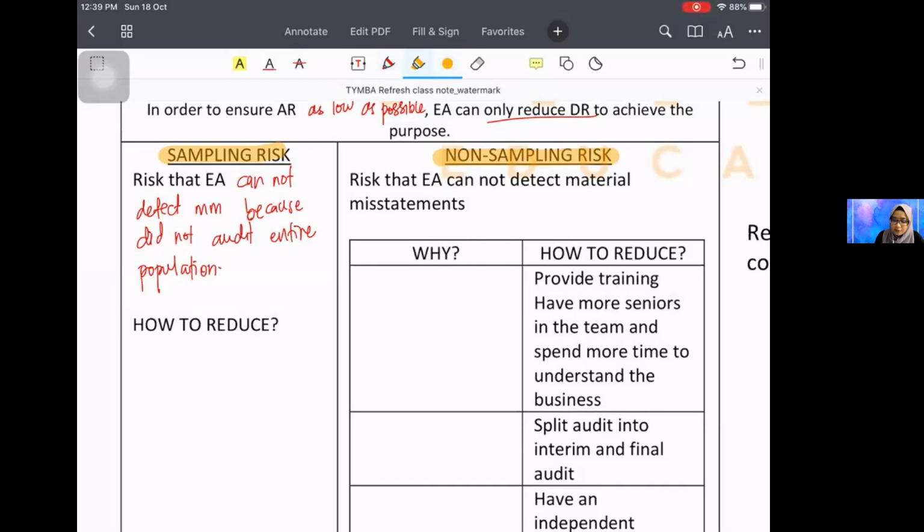The question here is now, kita nak siapkan audit juga. So we need to reduce this sampling risk to an acceptable level so that we can ensure audit risk to be as low as possible. So, how can we reduce sampling risk so that we are able to detect material misstatements?